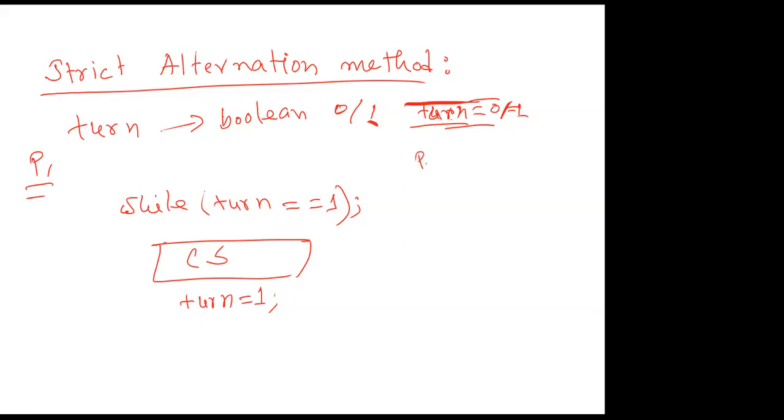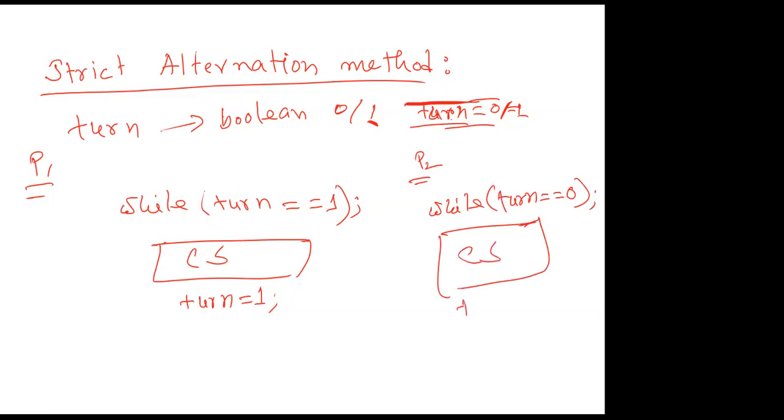And what is the other process? Let's say process P2. What is the code for P2? It will check whether the turn value is 0. If it is 0, then it will only execute this while loop. Otherwise, it will enter the critical section, and in the exit section code, the turn value will be made 0. This is the code for process P2, and the earlier one is for process P1.